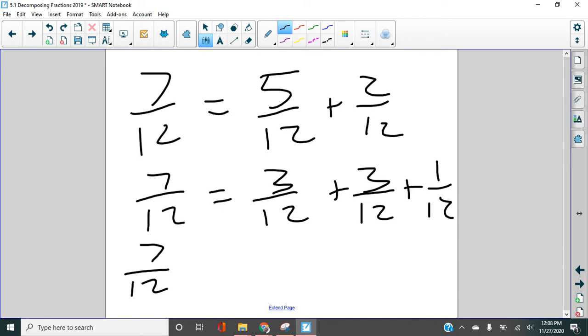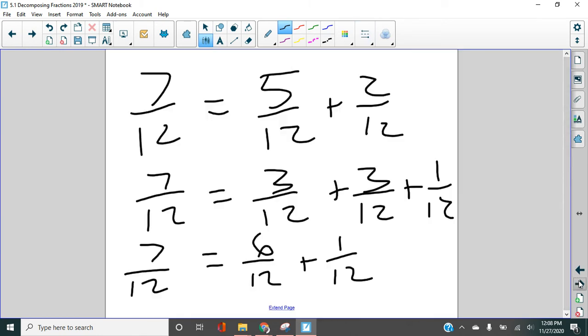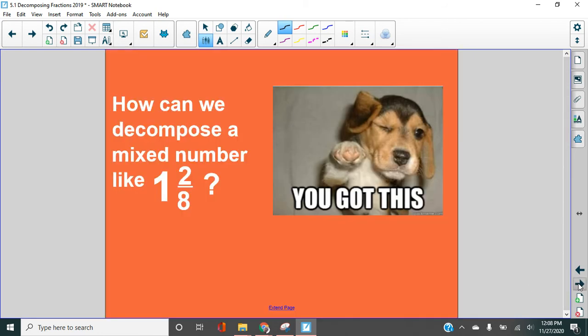Okay, lots of possible answers there. Maybe someone said 6/12 plus 1/12. Okay, so when we are going to find a sum of unit fractions, we have to use ones. When we're asked to decompose a fraction in different ways, we can be creative and experiment with some things like that. Okay, we can also decompose a mixed number, right?